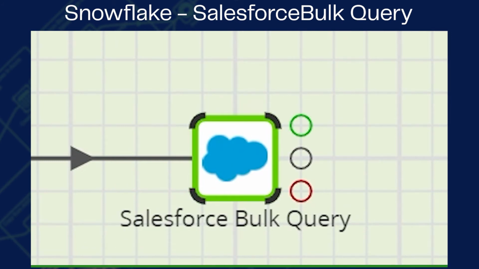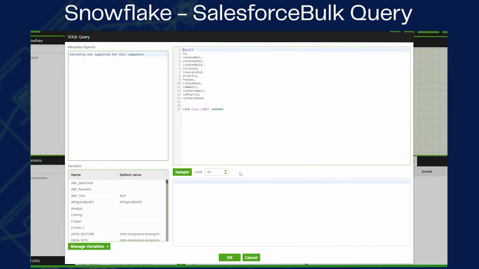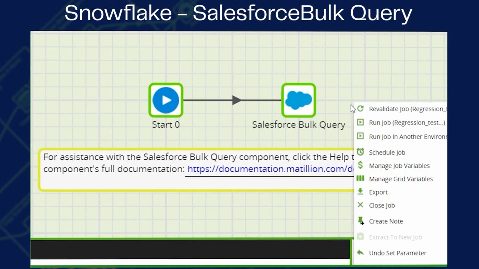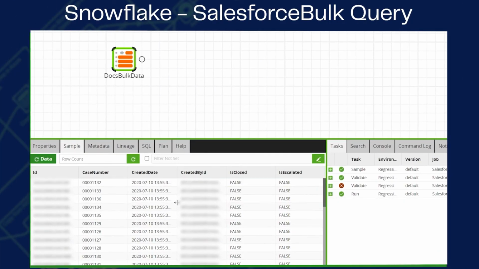New for Matillion ETL for Snowflake is the Salesforce Bulk query component. This component uses the Salesforce API to retrieve bulk data to load into a table and is optimized for processing large sets of data. This action stages the data and the table will be reloaded each time. Once the data is staged, you can use Matillion ETL transformations to enrich and manage the data in permanent tables.